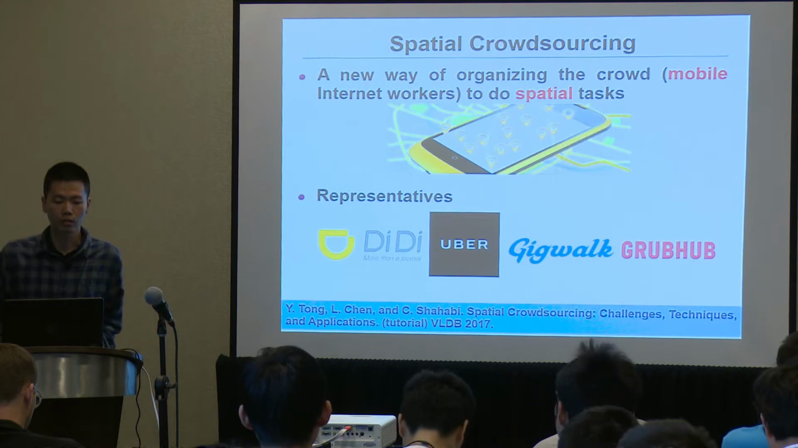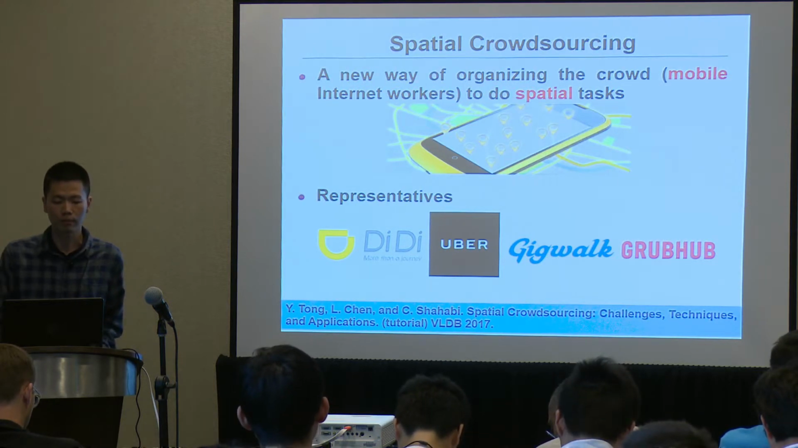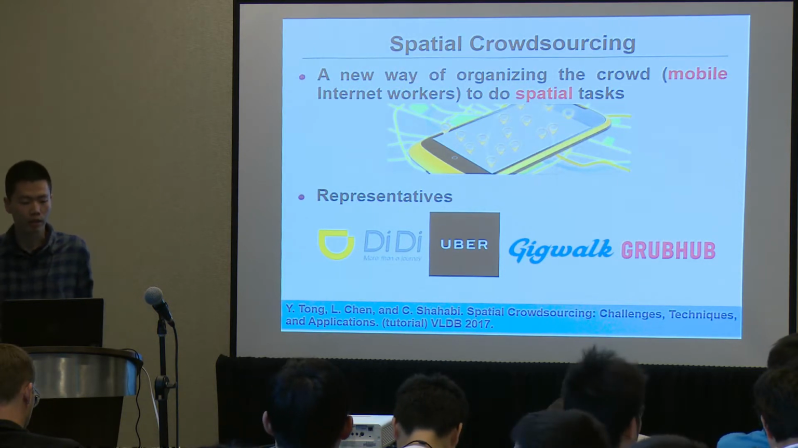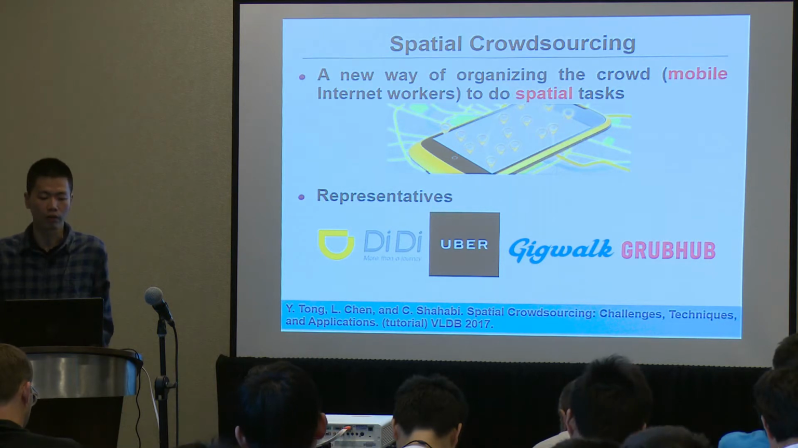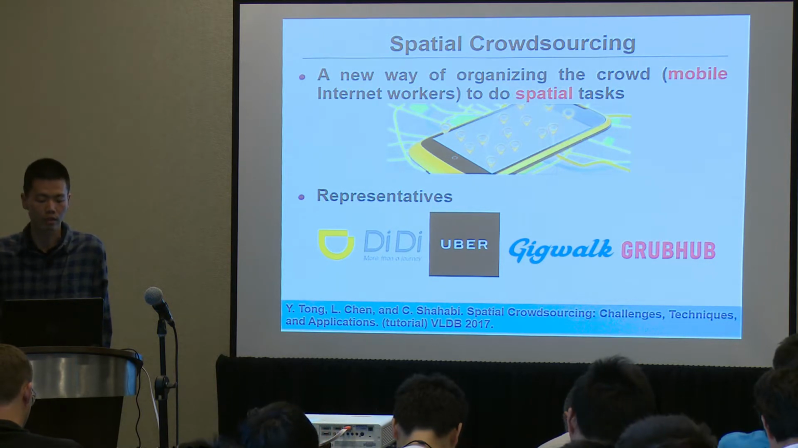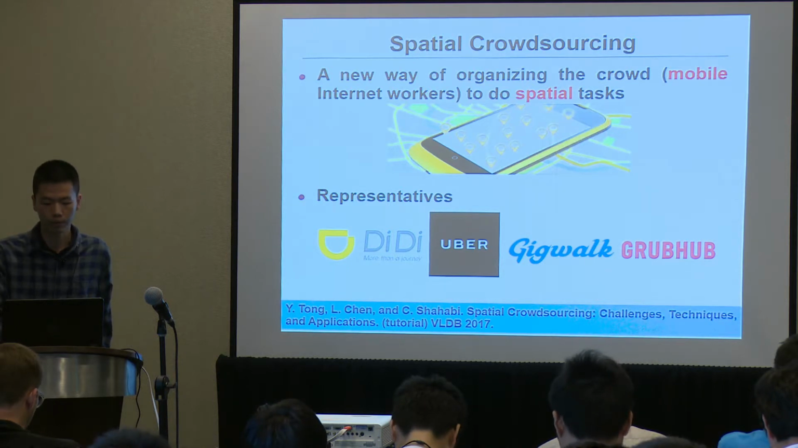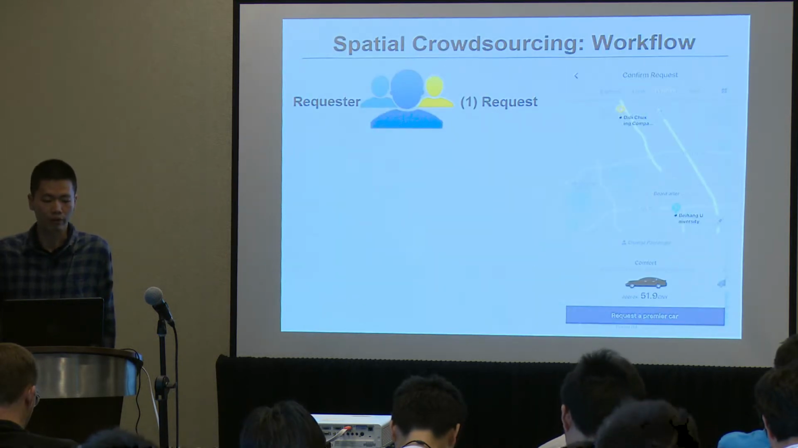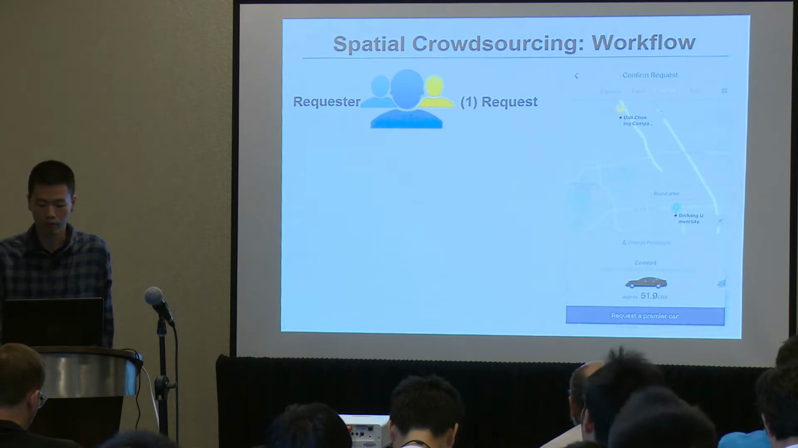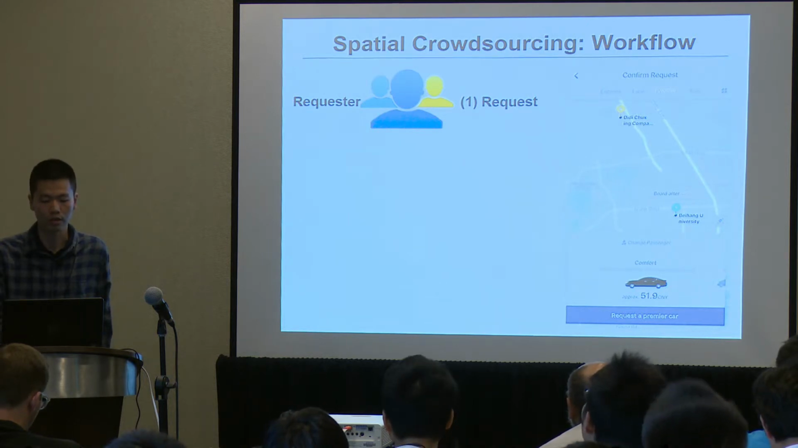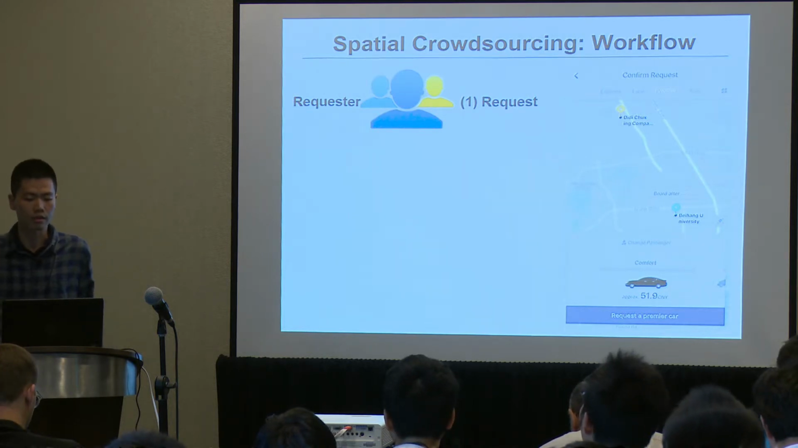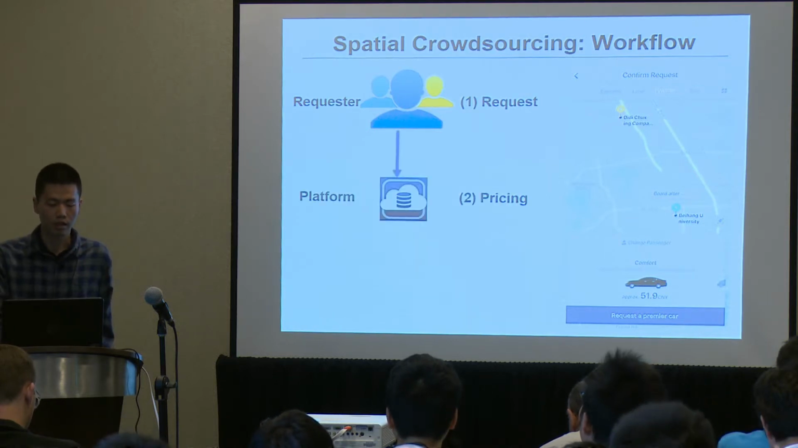With the development of mobile internet, spatial crowdsourcing becomes ubiquitous. It can be seen as a new way of organizing the crowd to do spatial tasks. Representatives include DD, Uber, Gatewalk, and Graham. There are mainly 4 steps in the workflow. First, some requester submits a request. He chooses his origin and the destination of his trip. Then the platform offers him a price.